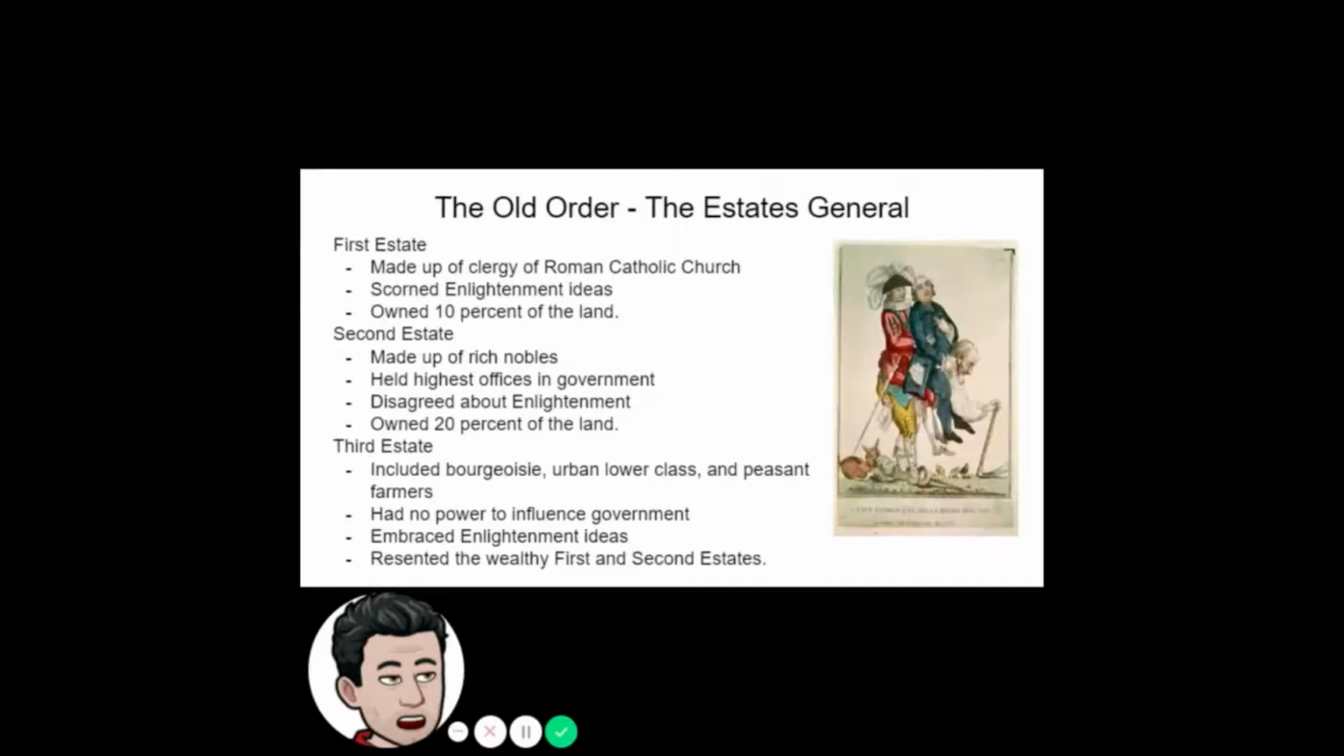Now we're really going to take some time to define the old order, which is the Estates General. It says the old order here, but I'm probably going to call it the old regime as we move forward. One thing you have to remember is a completely different way of thinking in France: most people were subjects, not citizens. Think about the difference. You're a subject, not a citizen, even regarding your mentality as a person.